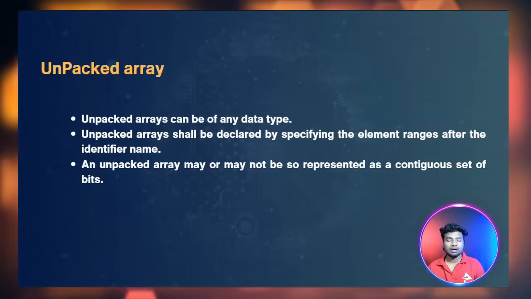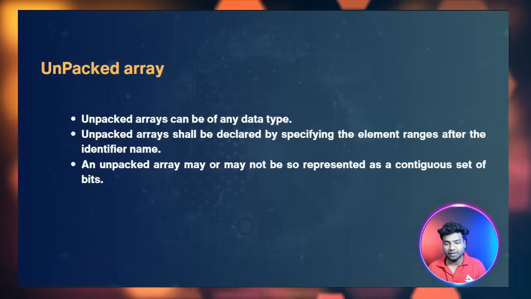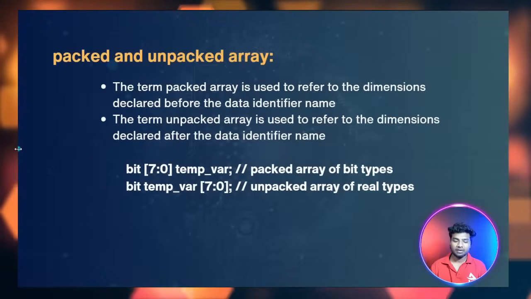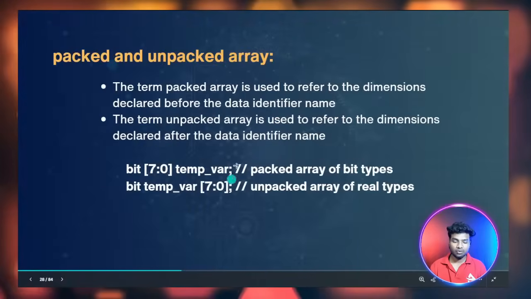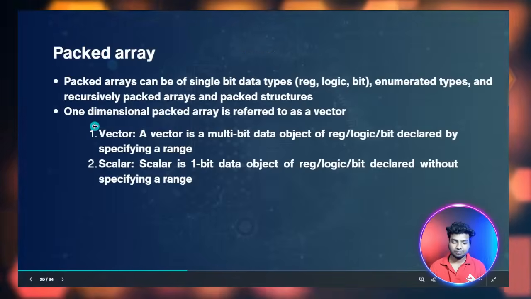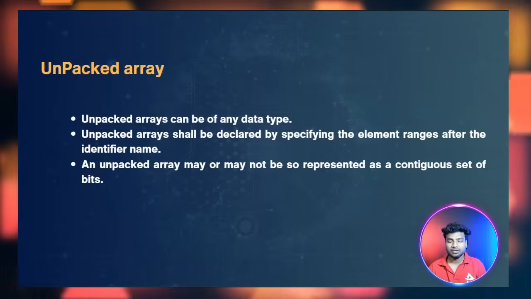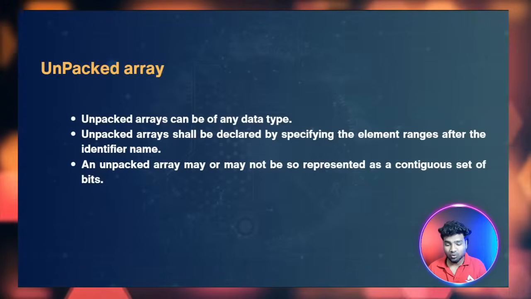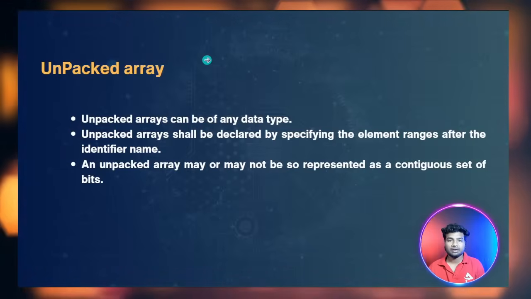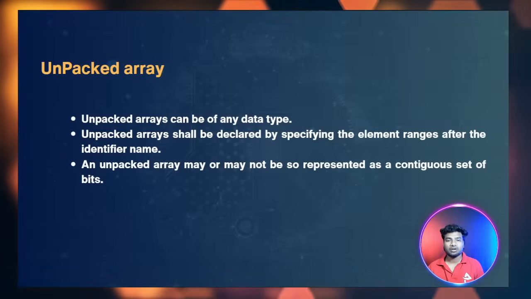Unpacked arrays are declared by specifying the element range after the array name. We know that an unpacked array is one where we give the name before the dimension of the array. An unpacked array may or may not be represented as a contiguous set of bits. It may be contiguous in nature, or it may be non-contiguous in nature.